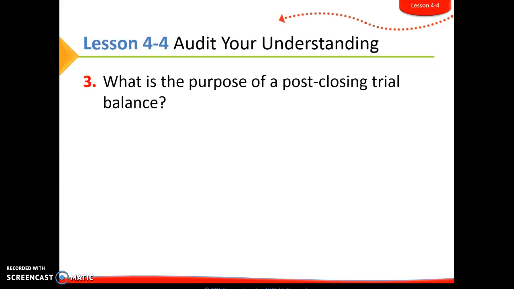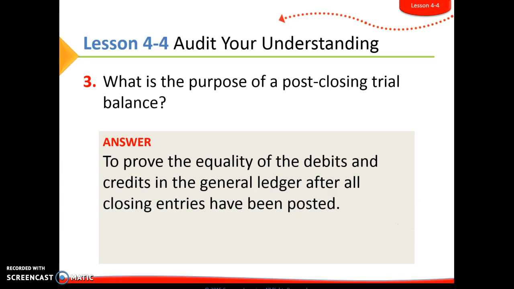Number 3, what is the purpose of a post-closing trial balance? It's to prove the equality of the debits and the credits in the general ledger after all closing entries have been posted. So remember, a post-closing trial balance lists our permanent accounts, so any account that has a balance, and here we're just making sure that our debits equal credits.